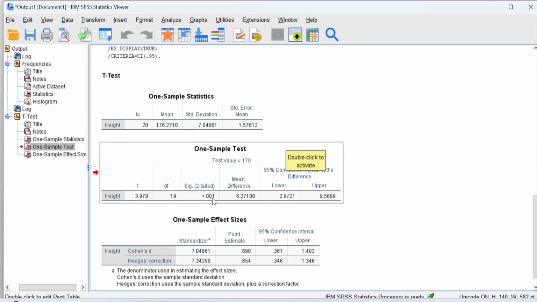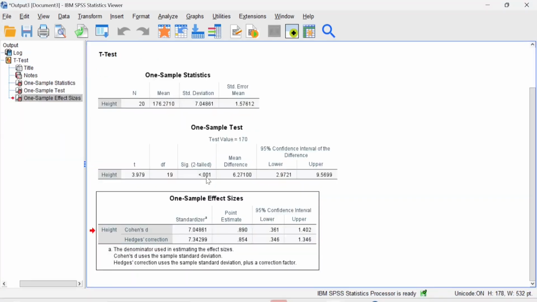And the rule of thumb is that if the p-value is less than the alpha level, we reject the null hypothesis. So here we can clearly see that the p-value is 0.001, which is less than the alpha level of 0.05.